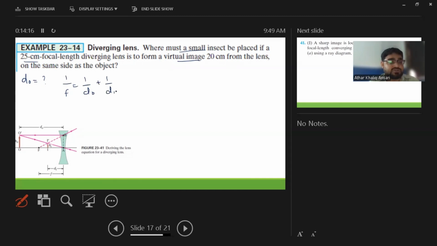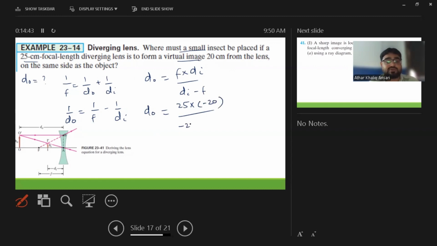equals 1 over DO plus 1 over DI. So when you need 1 over DO, it is 1 over F minus 1 over DI. So you can also say DI minus F. So first you will multiply F times DI over DI minus F. So DO, the distance of the object, will be 25 times negative 20 over negative 20 minus 25. So how much is DO? 100 over 9, 11.2.